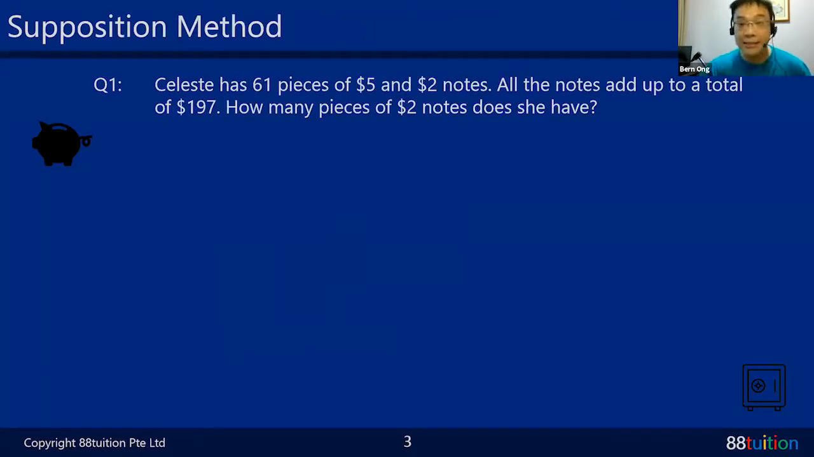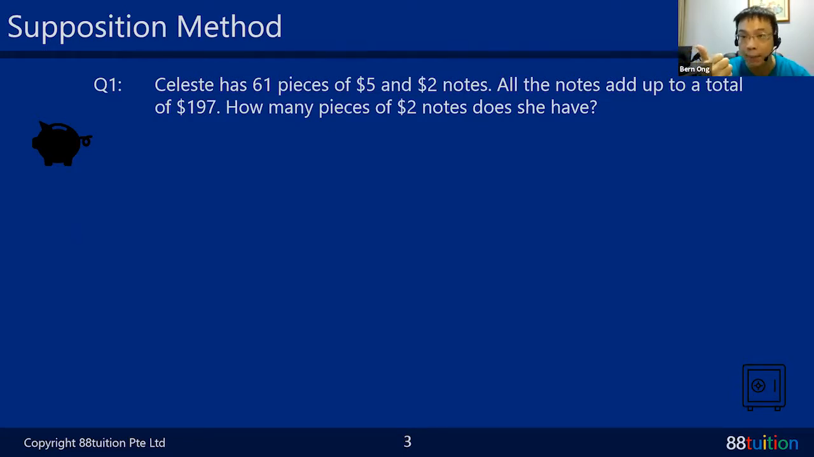As you can see this type of question, at one look you must be able to see that it is a guess and check or a supposition method. For a guess and check or supposition method, usually there are four pieces of information. Number one is the total: total number of notes, or total animals, or total vehicles. The total is given to you.